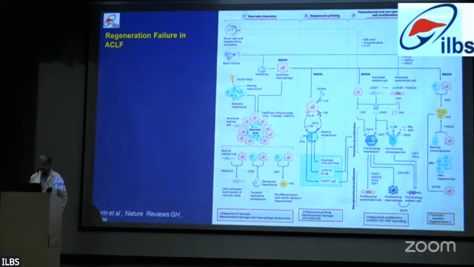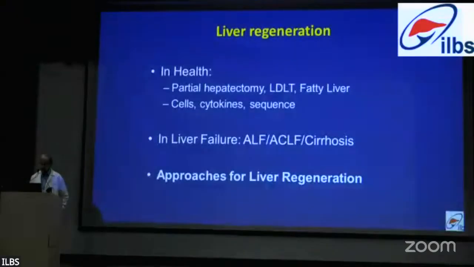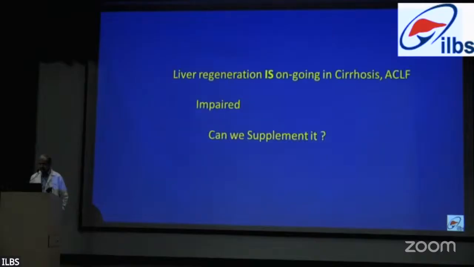So necrosis clearance is poor. Hepatocyte priming is poor. The parenchymal and non-parenchymal cell proliferation is poor, and ductular reaction is increased. This is the orchestra, although we know only 1%, but this is the schema of things which is happening. Let's see, having this, can we apply?